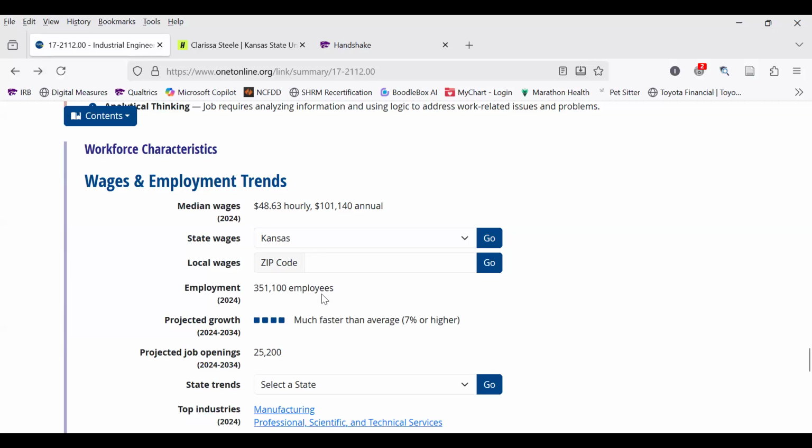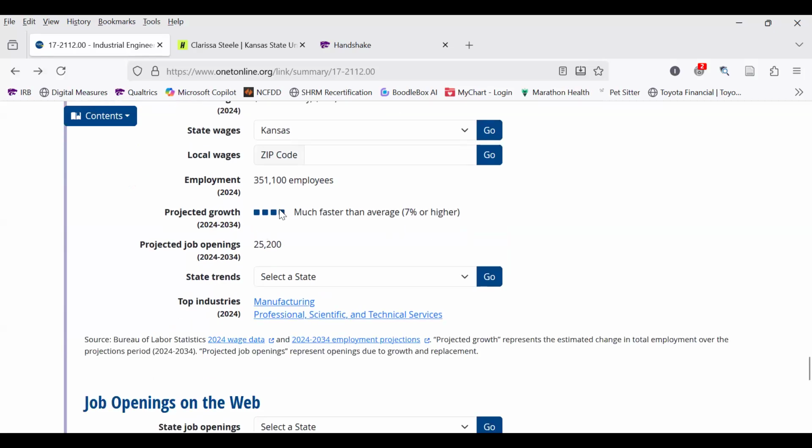You can see how many people were employed in this job, and then its projected growth, which could be very helpful for you in figuring out what kind of job you want. This one's going to grow much faster than average, so that's good if you're in this kind of area.